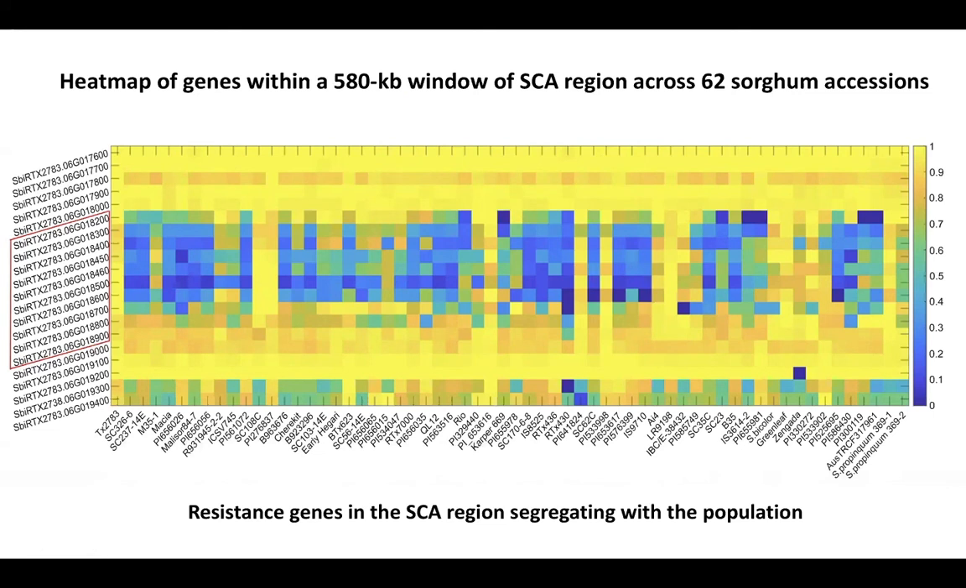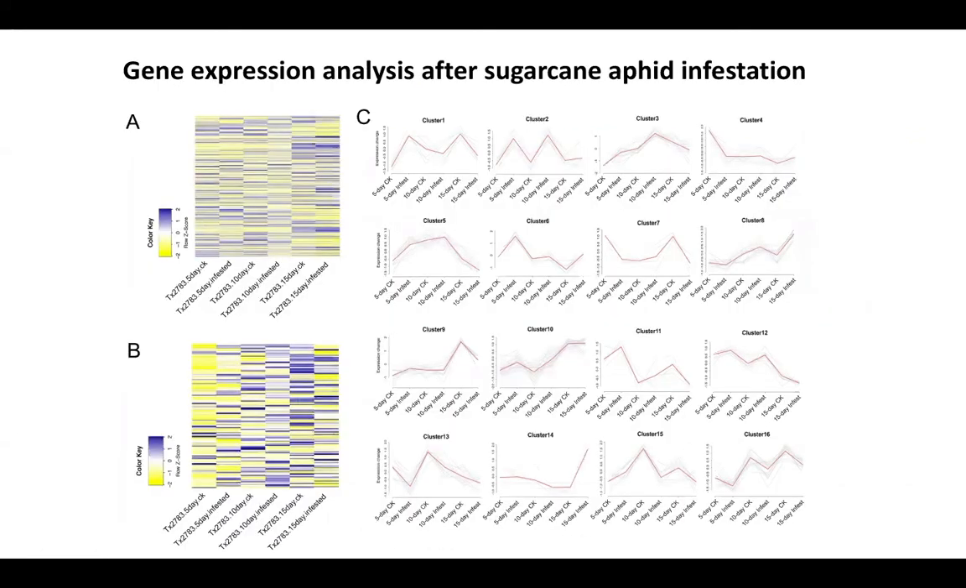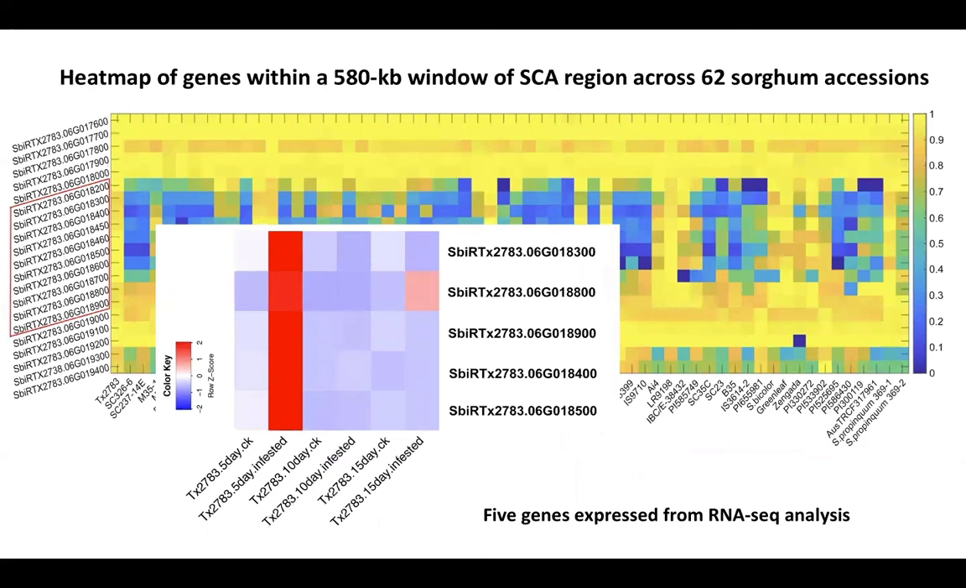To look at the gene expression pattern before and after sugarcane aphid infestation, we mapped the RNA-seq data to TX273, and we found diverse expression patterns of genes before and after infestation. So these different genes could function in different ways in response to sugarcane aphid infestation. Looking at the 10 gene cluster, we find that five of the 10 genes are expressed after infestation, and especially after the 5-day infestation, these five genes show increased expression. So we think these five genes may play larger roles in response to sugarcane aphid.